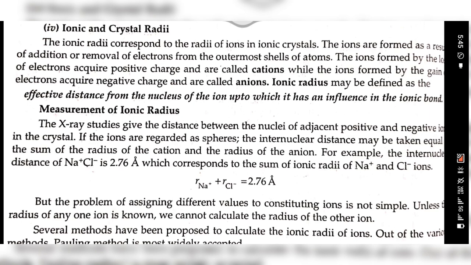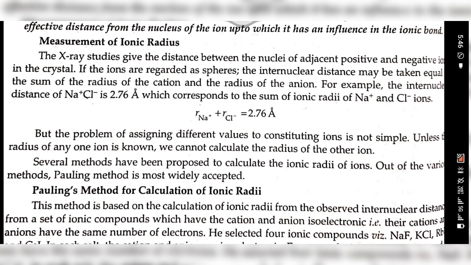Ionic radius may be defined as the effective distance from the nucleus of the ion up to which it has an influence in the ionic bond. Measurement of ionic radius: the X-ray studies give the distance between the nuclei of adjacent positive and negative ions in the crystal. If the ions are regarded as spheres, the internuclear distances may be taken equal to the sum of the radius of the cation and the radius of anion. For example, the internuclear distance of NaCl is 2.76 angstrom, which corresponds to the sum of ionic radii of Na+ and Cl- ions.